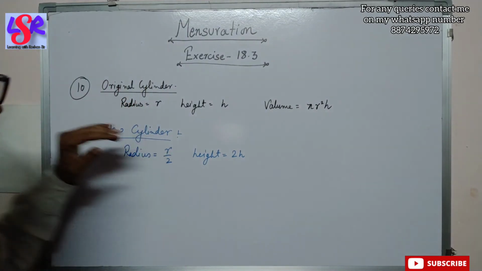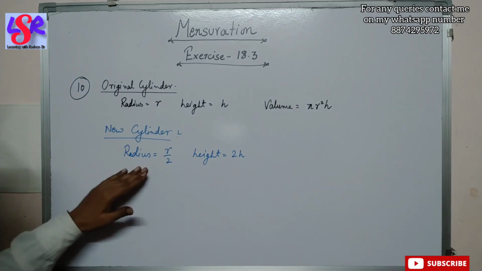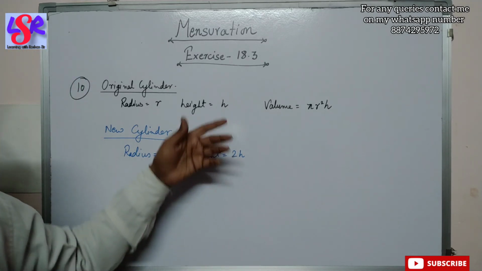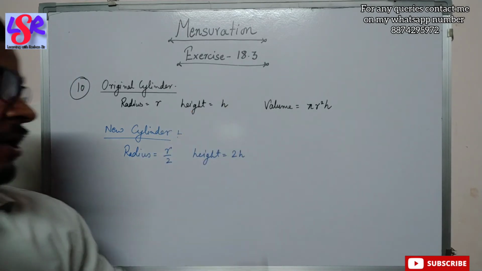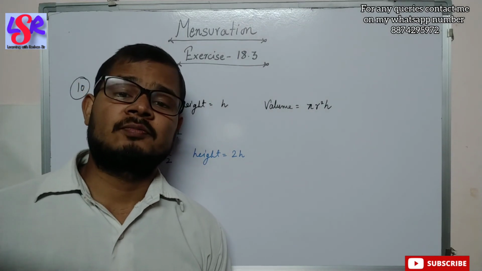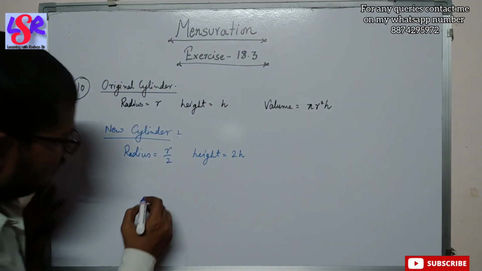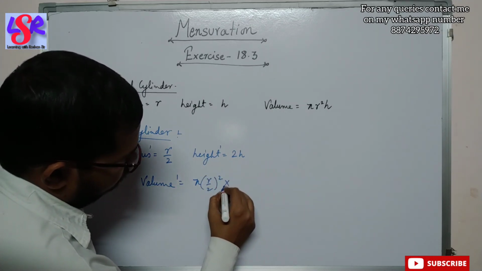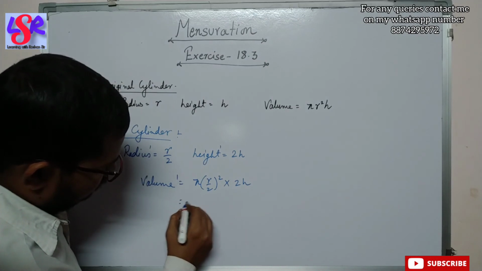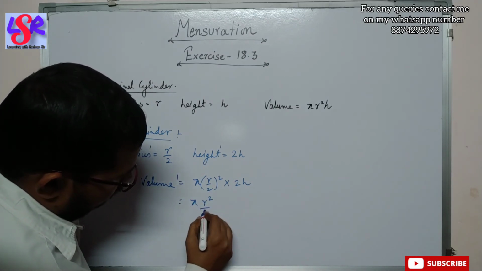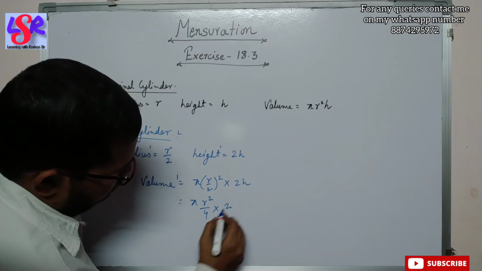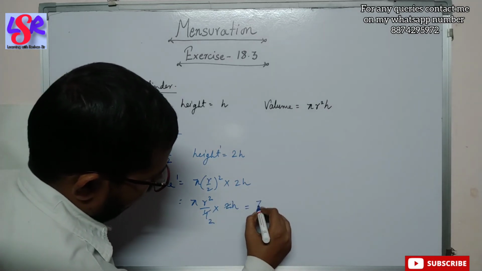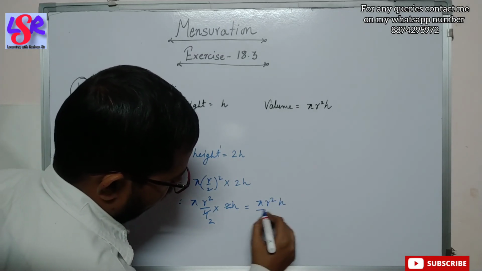Now in the new cylinder the radius is being halved, that is, earlier we had r, so now we have r by 2, and the height is double the previous one, so here it was h, so this became 2h. Now if we calculate the volume, it is pi (r upon 2) whole square into 2h, and this equals pi r square upon 4 into 2h, so this can cancel out to give 2, and this will be equal to pi r square h upon 2.